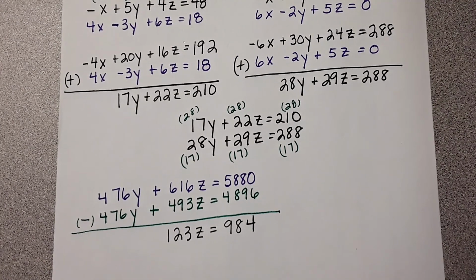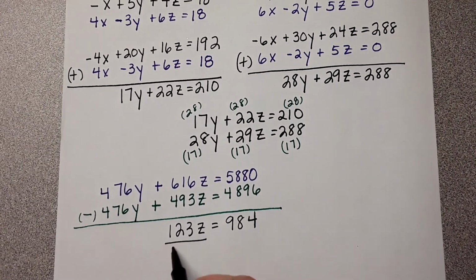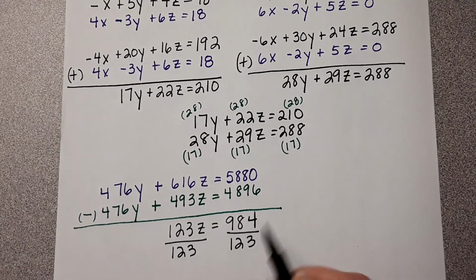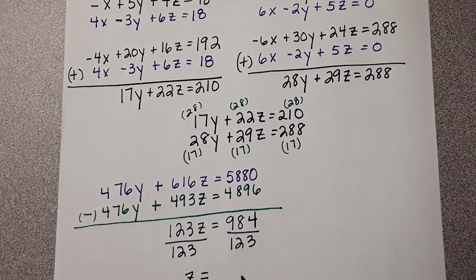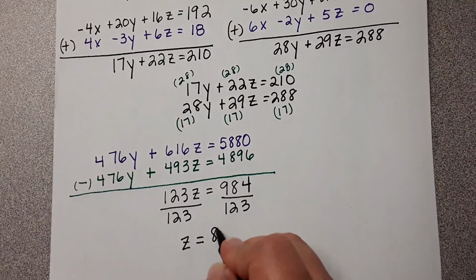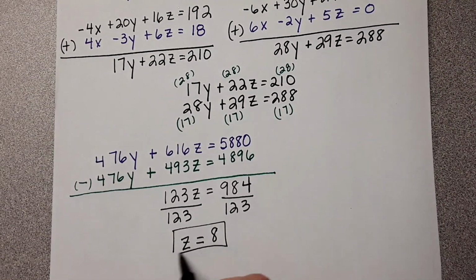Now what am I going to do? You guys, when you finish one of these problems, it feels amazing when it works. Oh, trust me, I've gotten them wrong. Okay, so what is 984 divided by 123? It is 8.